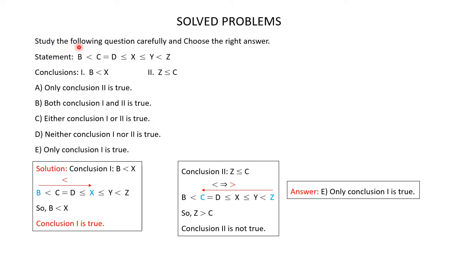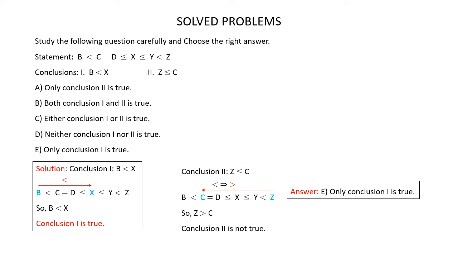Study the following question carefully and choose the right answer. The given statement is B is less than C, is equal to D, is less than or equal to X, is less than or equal to Y, is less than Z. The given conclusions are conclusion 1, B is less than X. Conclusion 2 is Z is less than or equal to C. You are given 5 options here and you have to find out which of these options is the correct one.